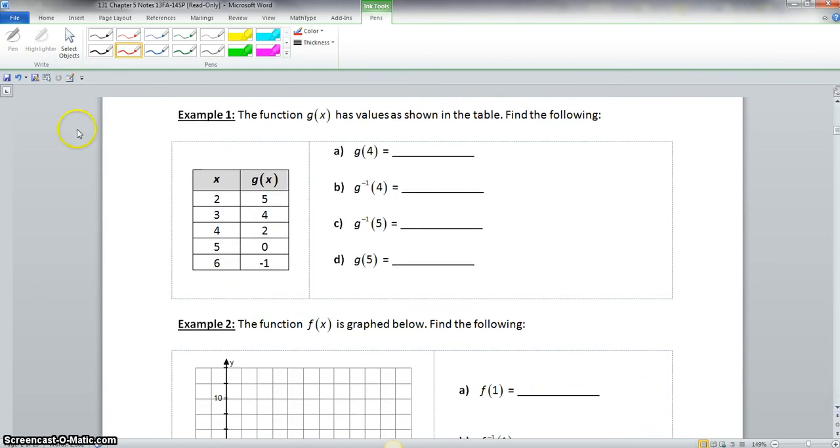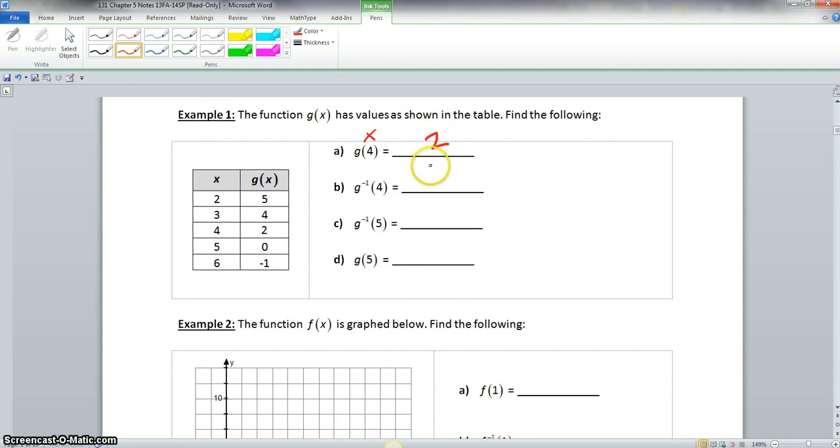We come down here to example 1, which says the function g of x has values as shown in the table. Find the following. Now, if you look here, we have g of 4. So since this is g of 4, we know that we will go and take a look at the x value where x is 4, because we know this represents x. So this is g of 4. So then when we have x is 4, then y or g of x would be 2.